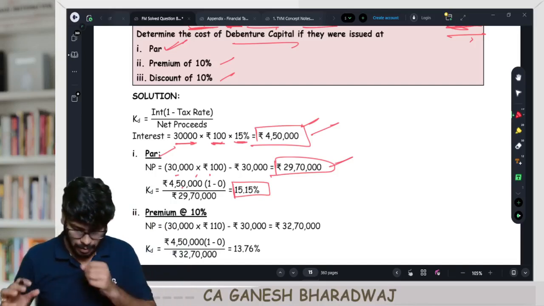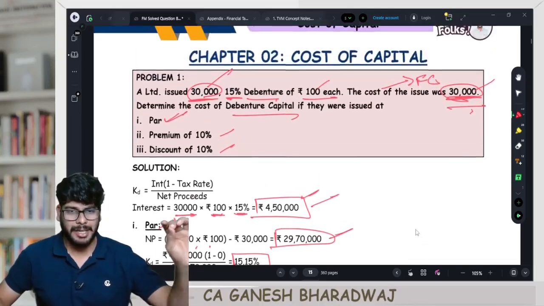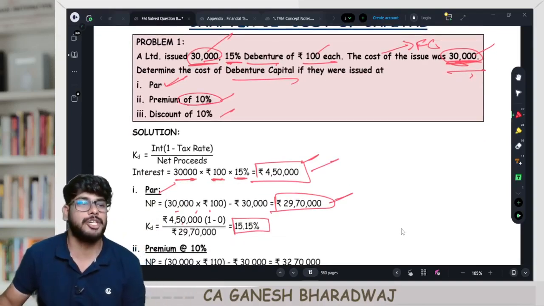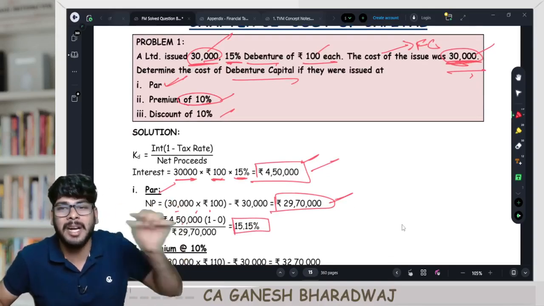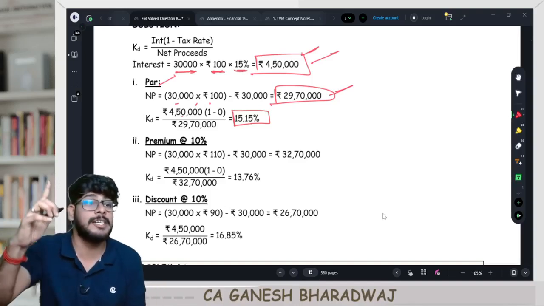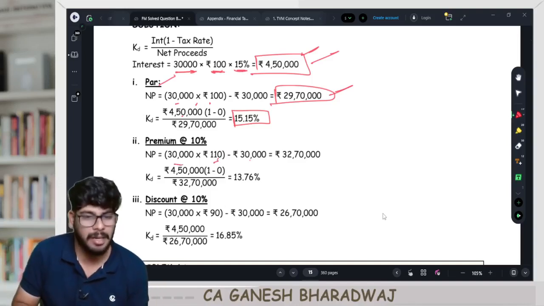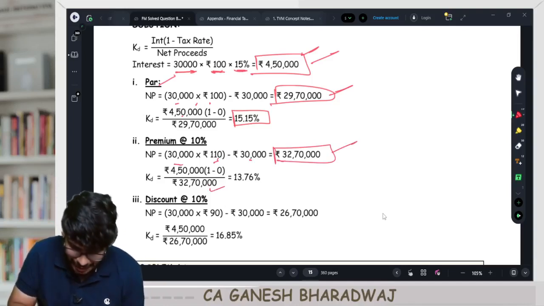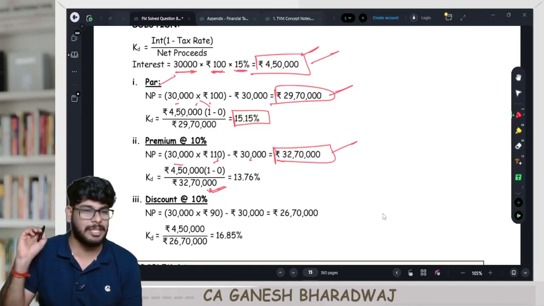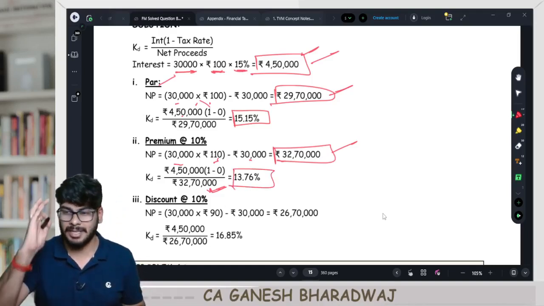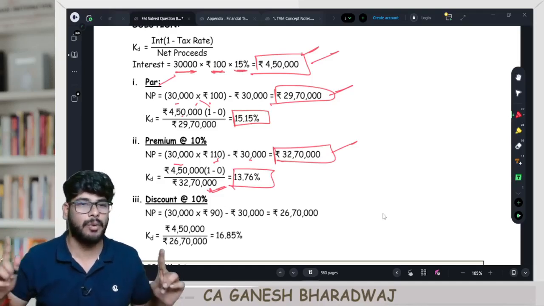Done? Now, guys, all the calculations are exactly the same. But in case the company issues the debentures at a premium of 10%, what will happen? Only the denominator, net proceeds, will be different. Every debenture is now issued at 110 rupees. So 30,000 into 110 minus 30,000, net proceeds will become 32,70,000. That alone you put in the denominator. Everything else will be the same. So now the cost becomes 13.76%, which is going to be your KD. Are you able to understand this?